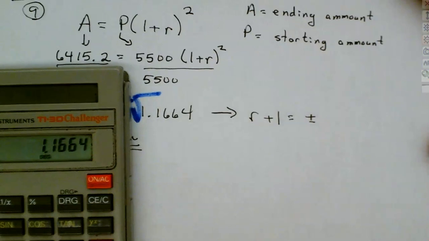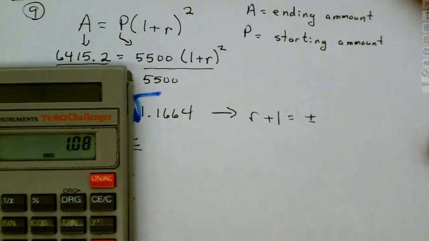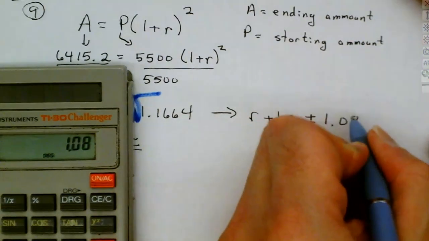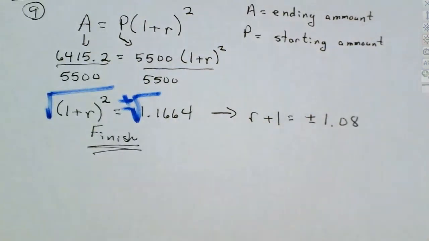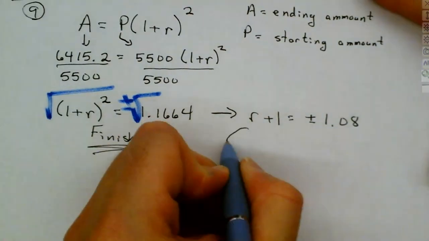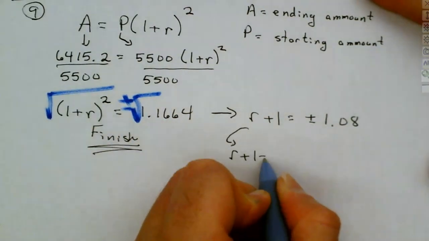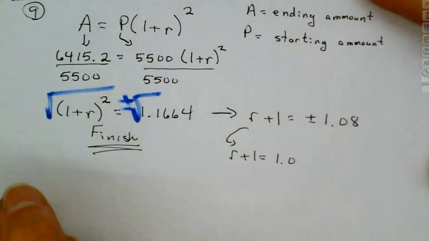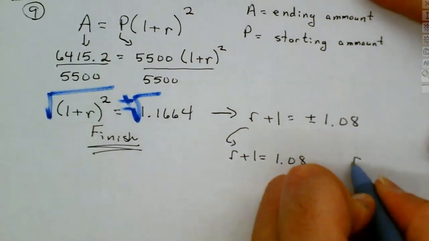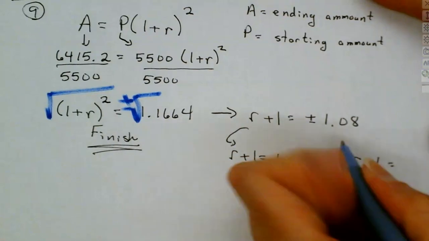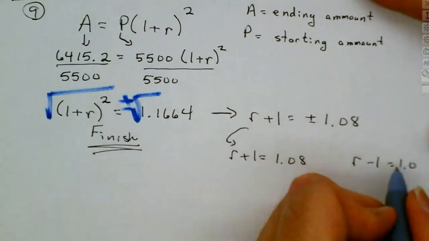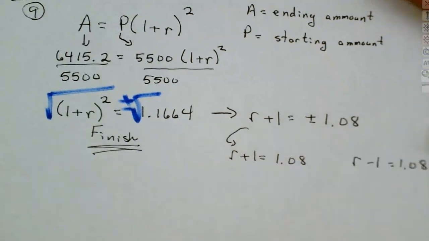And what's the square root of that 1.1664? Well, it actually comes out to be 1.08, right? And then, what are our two equations? R plus 1 equals 1.08. And R plus 1 equals negative 1.08. Now we can solve it. I'll go ahead and finish it just so we understand why one of these is the correct solution and why the other one is not.